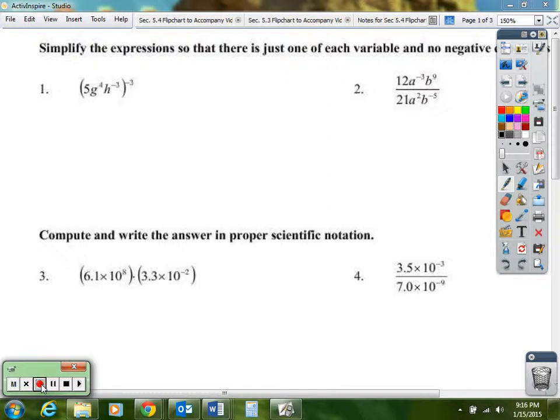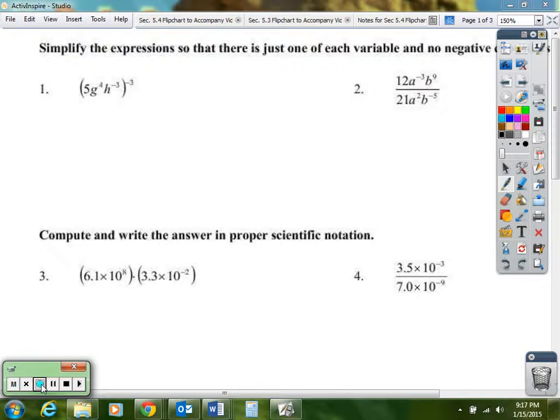On number 2, you will see that we are dividing some expressions. We are going to change the sign across the line first and then apply either the rule where we add the exponents when we're multiplying or subtract the exponents when we are dividing. We'll see which one we actually need.